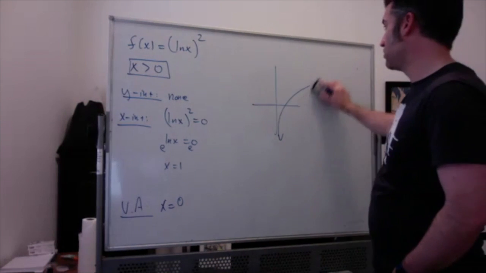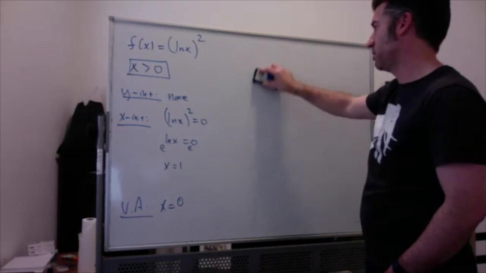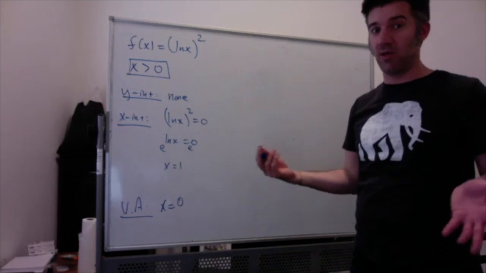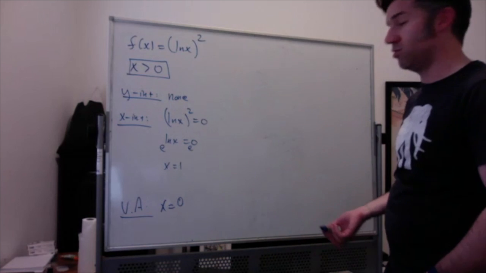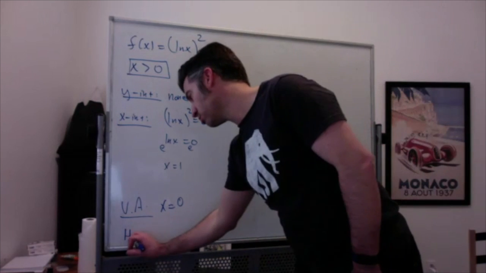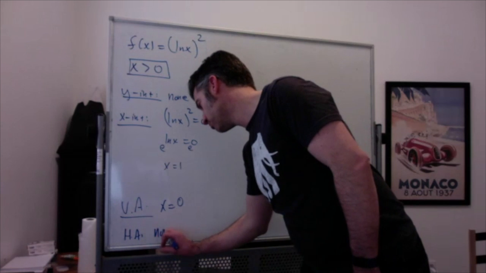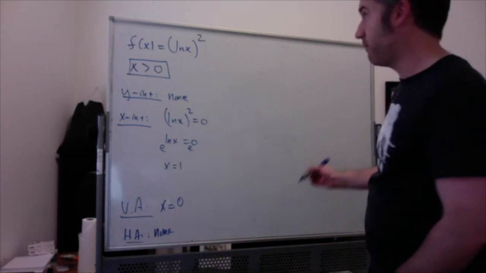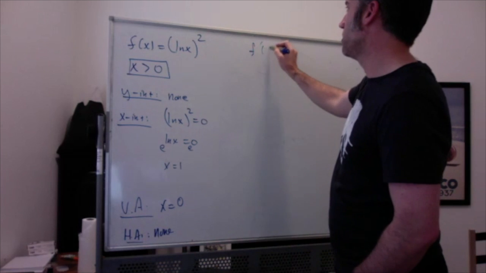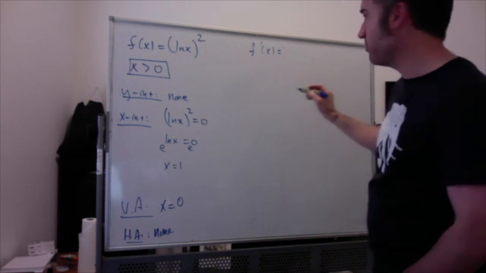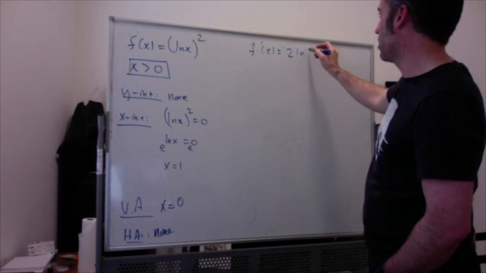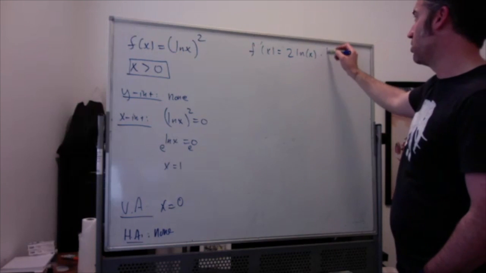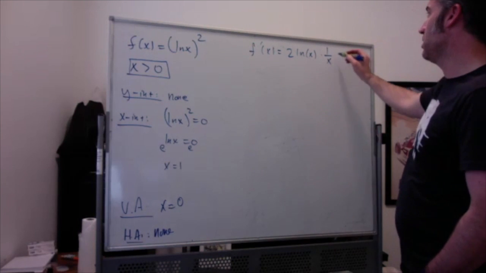And then I do not believe we have a horizontal asymptote, because we know that as x gets larger and larger, the natural log function also gets larger and larger without bound. So no horizontal asymptote. All right, let's find the first derivative stuff. So take my derivative. I use the chain rule here. It's going to be 2 natural log of x to the first times the derivative of the inside, which is 1 over x.